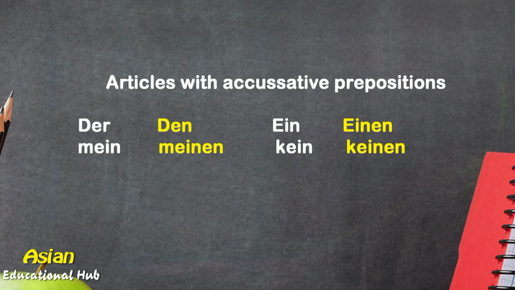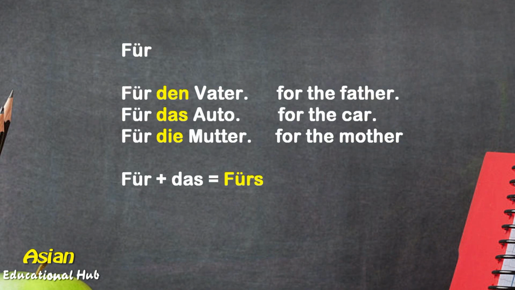Now see here the articles with accusative prepositions. Der changes to den, ein changes to einen, mein changes to meinen, and kein changes to keinen. Keinen is a negative article. First one is here, für den Vater, for the father. We have changed here der to den because it is a masculine noun. Für das Auto, for the car, because it is a neuter noun. And für die Mutter, for the mother, it is a feminine noun.